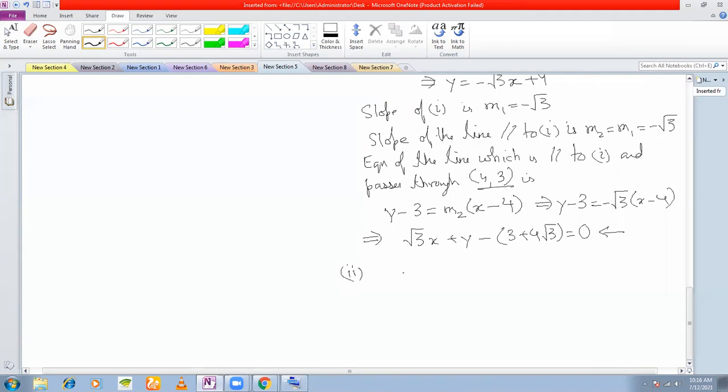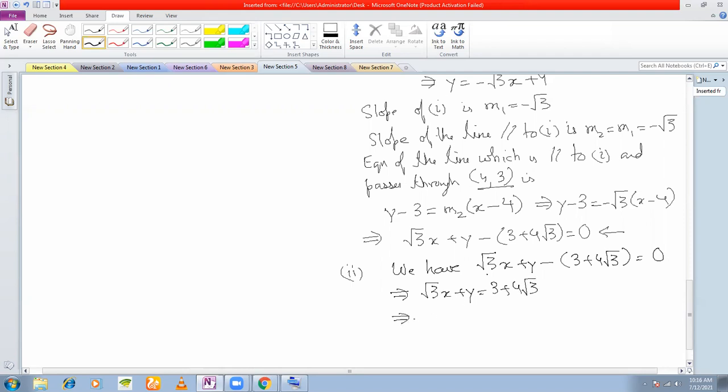So how to put it in normal form? See how to write this equation in normal form. Root 3 x plus y minus 3 plus 4 root 3 equal to 0. Okay. So now what you do here is, you see there's a root 3 here. First take this on the other side. So that means root 3 x plus y is equal to 3 plus 4 root 3. Okay.